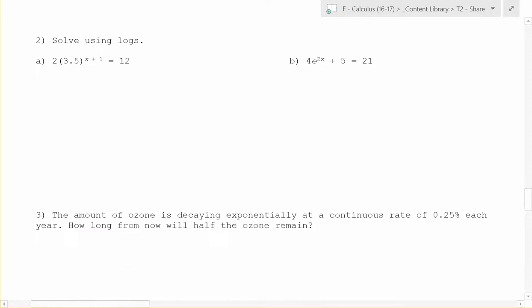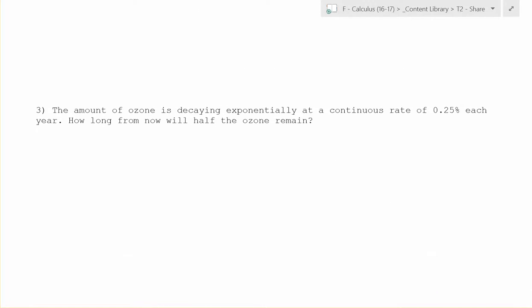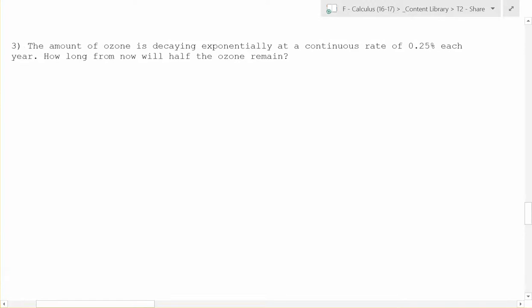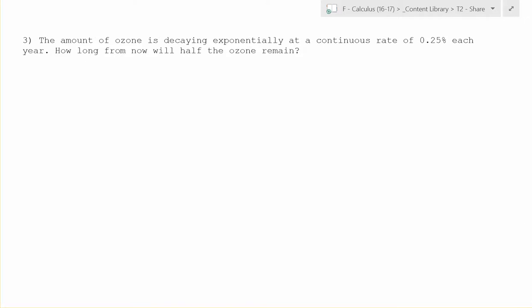I want to do some of the problems while I have you here. There it is, right there. It says the amount of ozone is decaying exponentially at a continuous rate of 0.25% each year. How long from now will half of the ozone remain? Well, what's the continuous interest formula? I just showed it to you. Do you remember what it is? A equals PE to the RT.